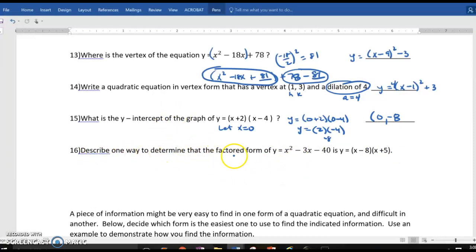And describe one way to determine that the factored form of y equals x squared minus 3x minus 40 is y equals x minus 8 times x plus 5. Right away I know it is because x times x gives me x squared. Negative 8 times 5 is negative 40. But then 5x minus 8x gives me negative 3x. So that is the factored form. And factored form basically tells us, right, what the x-intercepts are right away.